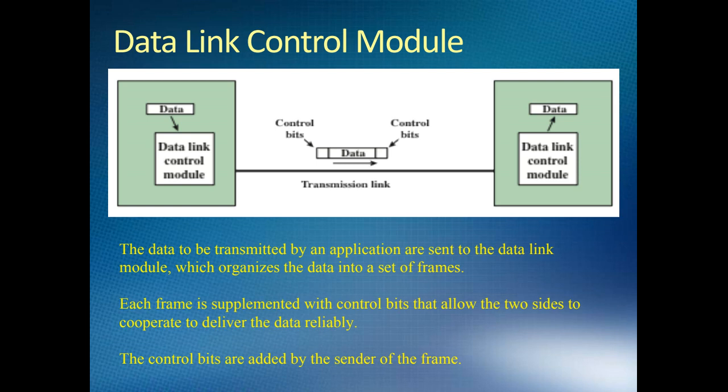So here we have the data link layer on each side, transmitter and receiver. We have the transmission link, the cable, meaning the media. This is the data, and these are some control bits. These control bits will be used to control the flow, to organize the data flow. We call these control bits, and the control bits are added by the sender. As you can see, there are header and trailer.